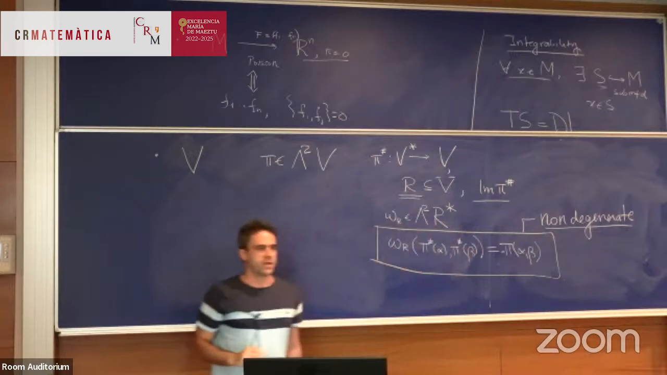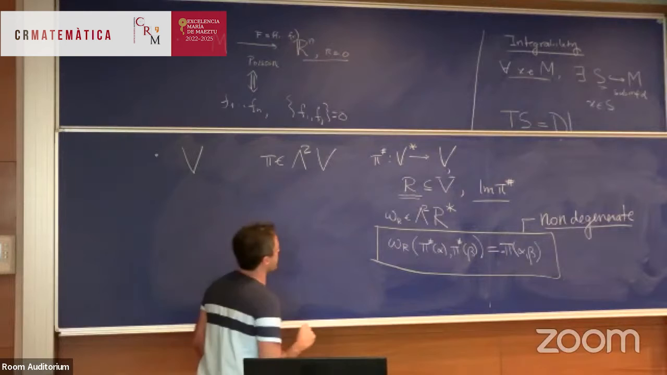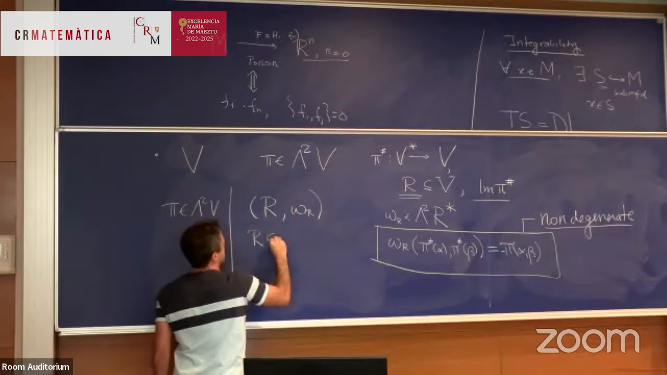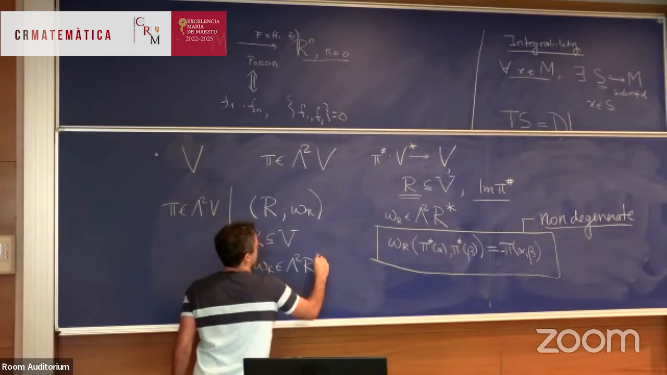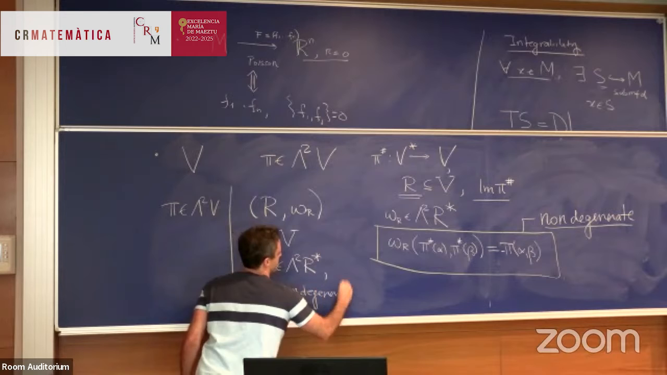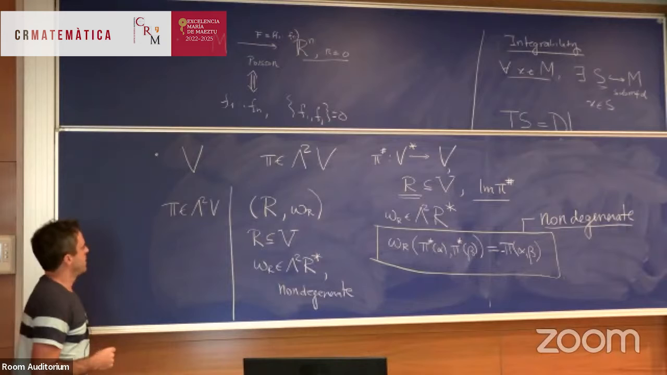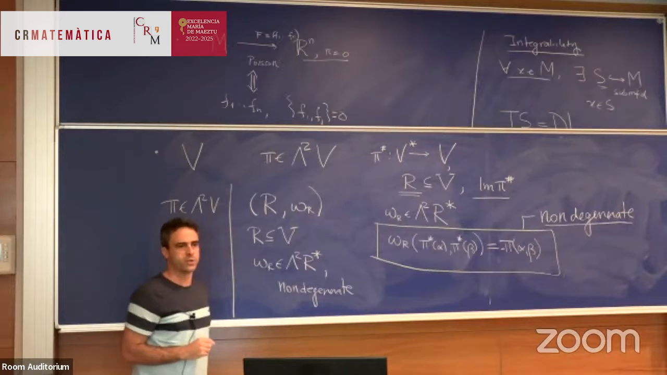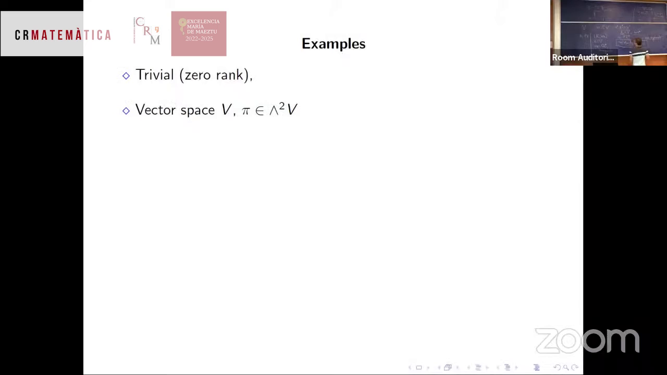So there's actually a correspondence between bivectors in the vector space and pairs (R, omega R), where R is a subspace of V and omega R is a skew symmetric bilinear form that is non-degenerate. So that's the exercise. That already relates, and we'll see that, a differential geometric version of this fact relates Poisson geometry to symplectic geometry. But there's something that is basic linear algebra that lurks behind this. So there's this description of bivectors on vector spaces in terms of non-degenerate two-forms.